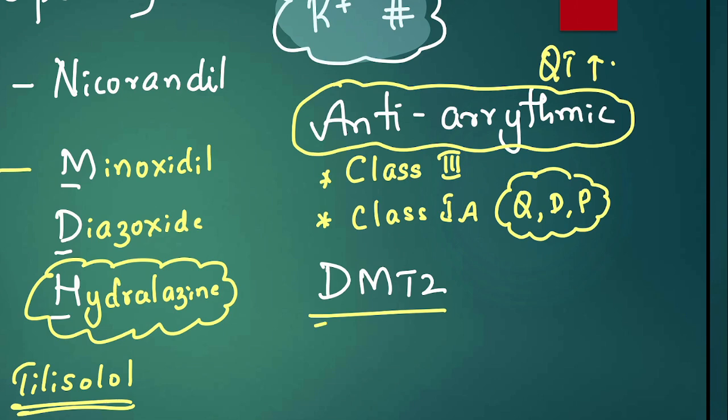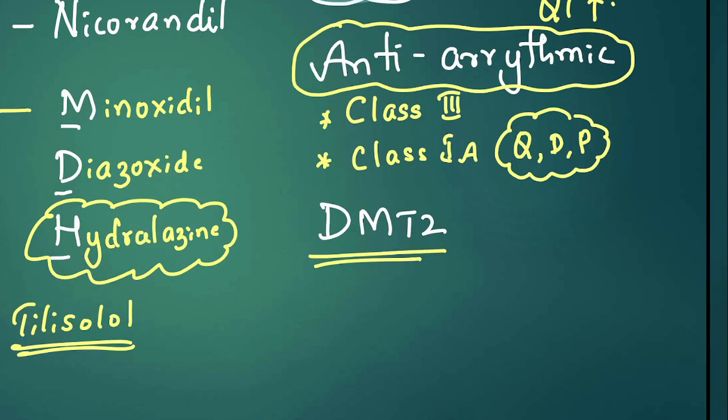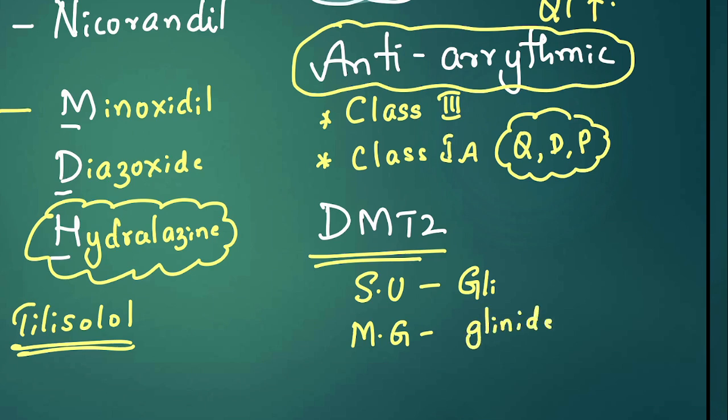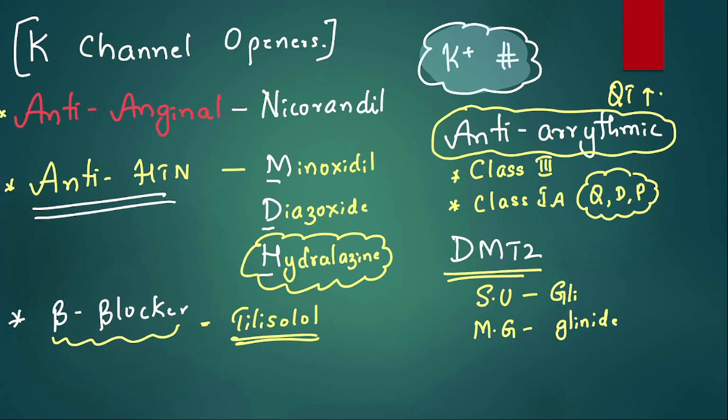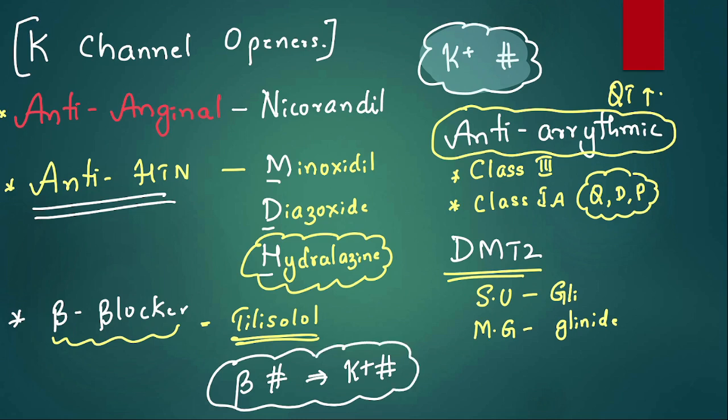And diabetic drugs which can block potassium, that is ATP sensitive potassium channels, are sulfonylureas. They start with glimepiride, gliclazide, and the meglitinides. They end with glinide: repaglinide, nateglinide. So this is how they test for potassium channel openers and blockers. So my question to you all is, can you tell me a beta blocker which is going to cause potassium channel blockade? Please give your answer in the comment section. I will also comment later.